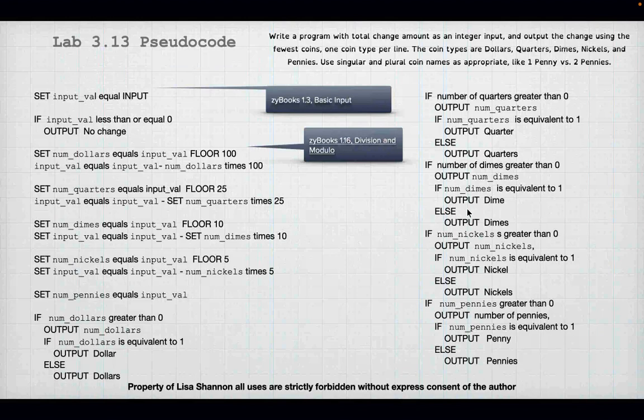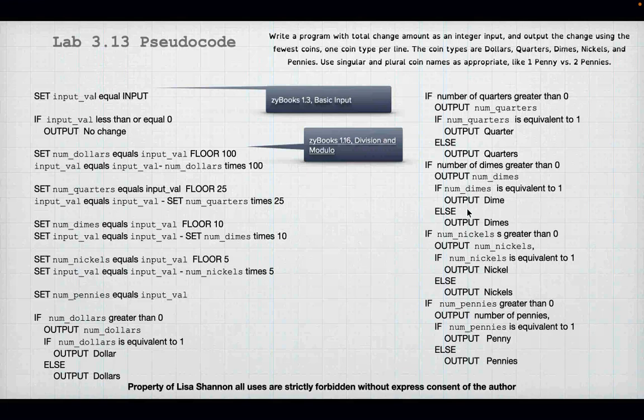The first thing you want to do here, now that we have if statements, is make sure that your input value is not less than or equal to 0. If they give you a minus 79, you're going to say there's no change because it's a negative number. Otherwise, you're going to do those floor calculations like we talked about in that previous slide. Then you're going to get down here and check, are there any dollars? If there are dollars, then do I print the plural or the singular?